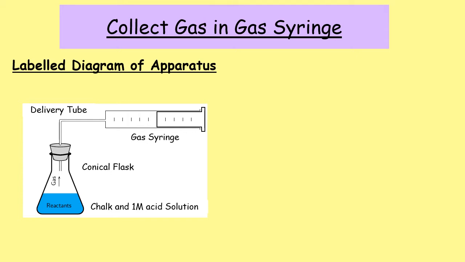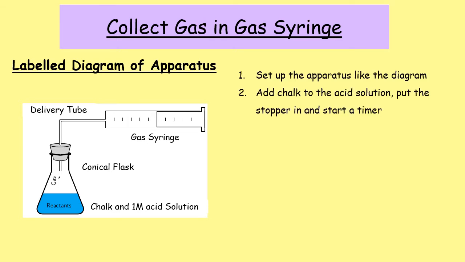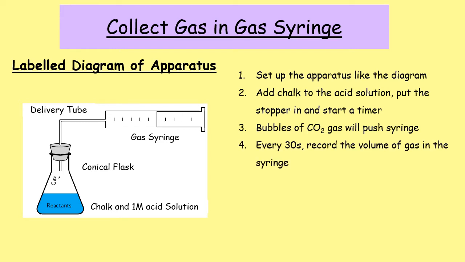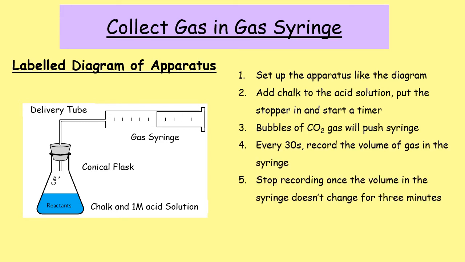And you can use the marks along the gas syringe to measure and record how much gas has been put into the syringe. So just like before, you set up the apparatus, you add chalk to the acid, put the stopper and start a timer. Bubbles of CO2 gas will push the syringe out, and every 30 seconds you can record the volume of gas in the syringe. You stop recording once the volume in the syringe doesn't change for 3 minutes or 3 consecutive readings. And again, as always, you need to reproduce the experiment to check that your results are reliable. So each experiment should be done 2 or 3 times.